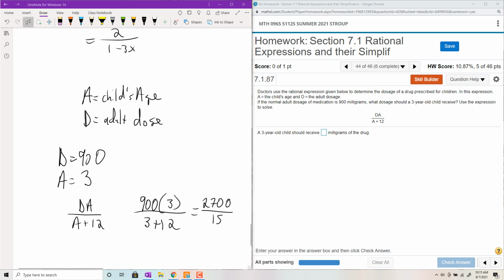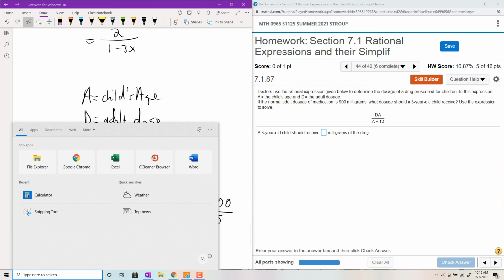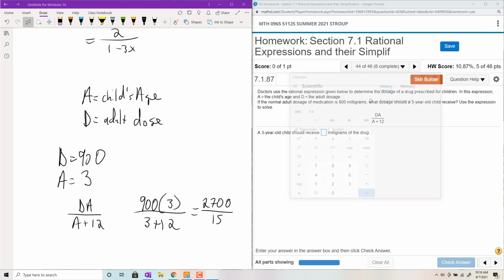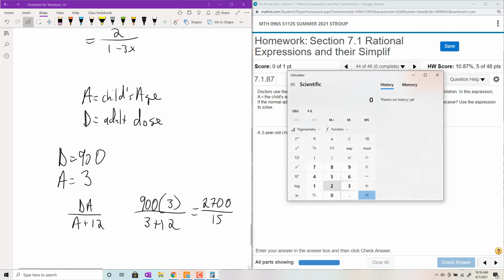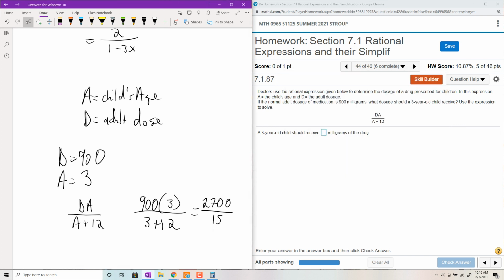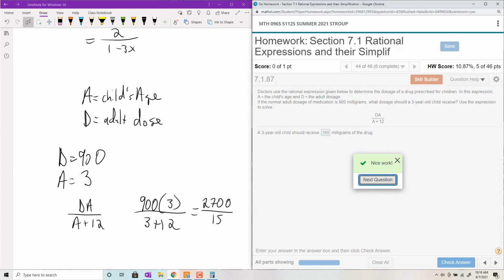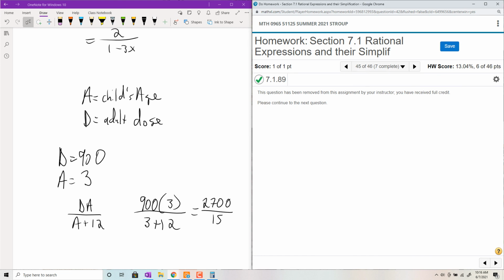And then we go to our calculator. 2,700 divided by 15 equals 180. 180 milligrams. Good stuff. Next.